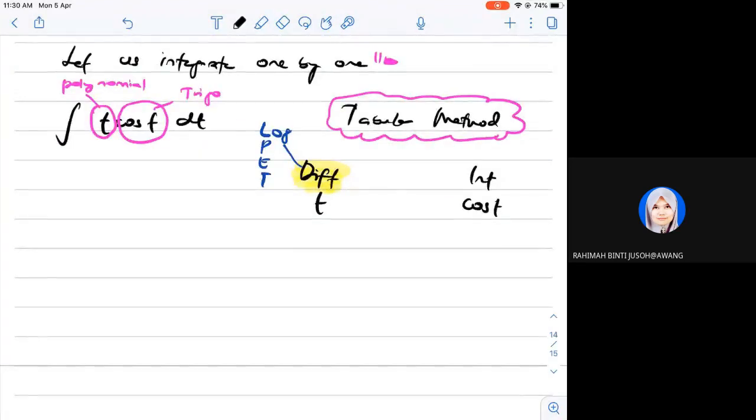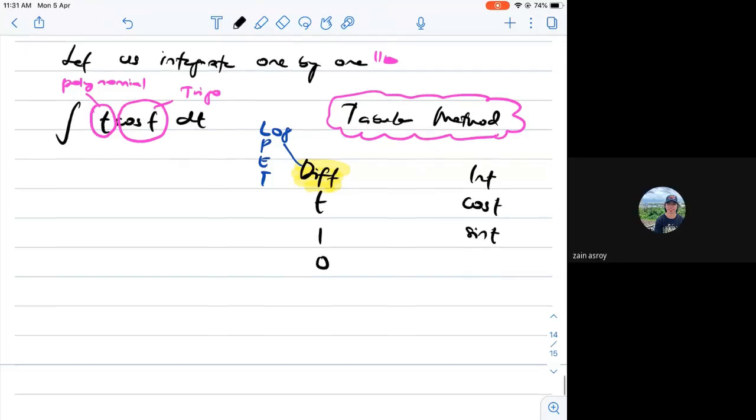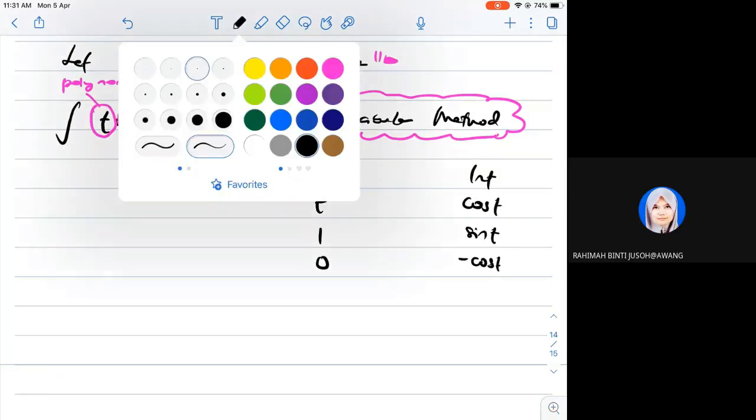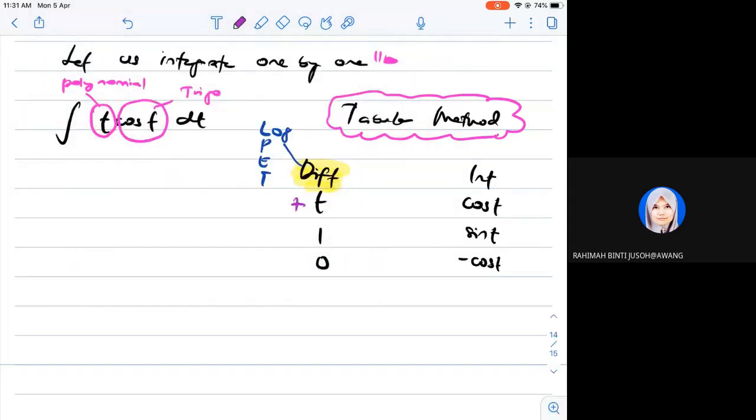So now what you should do is you have to differentiate sampai dapat kosong. So differentiate t, you get 1. Differentiate 1, you get 0. Macam tu. And then integrate cos t. We will get positive or negative sign. Takut ke nak jawab? Jangan takut. Positif ke negatif? Sin t positif lah kan? Okay. Integrate sin t? Negative cos t. Yes, negative cos t. So this one we will put plus, minus, plus alternately. Macam tu. And then you cross macam ni.